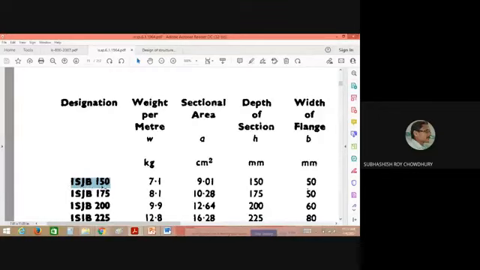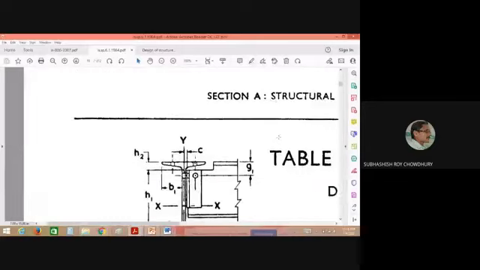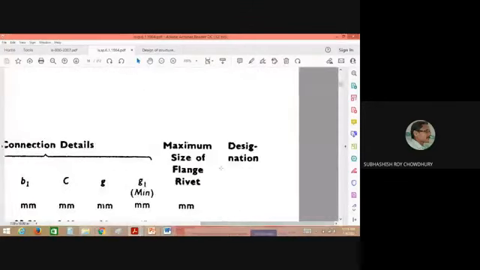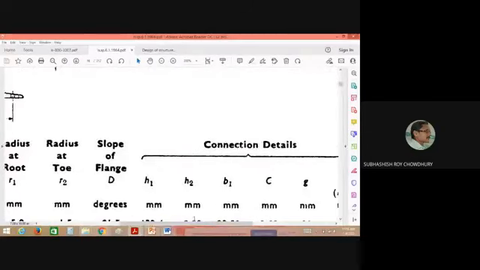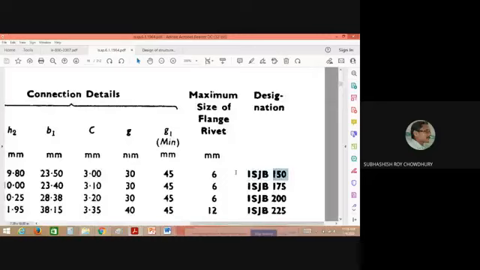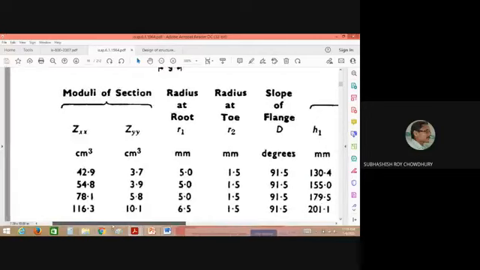It is ISJB 150. Okay, 150 means the depth is 150. I will tell you the meaning of this designation later, but just come to the next page, where you will see a similar kind of table for the same section, designation ISJB 150. But here, in the next page, you will get the moduli of section, that means the section modulus.